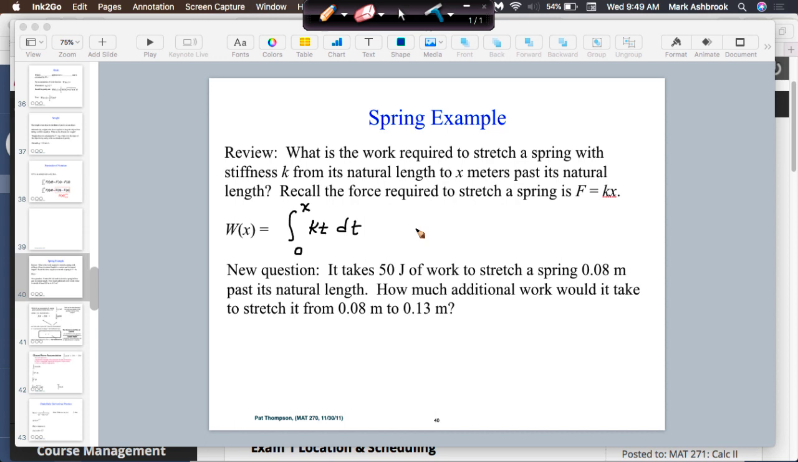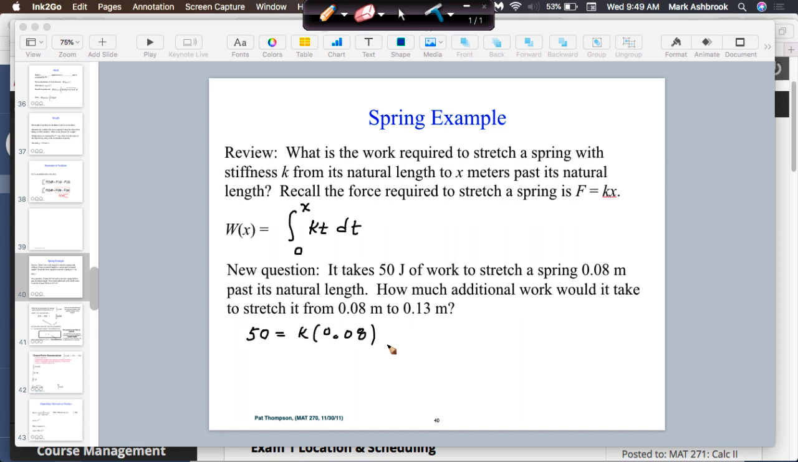Okay? So I introduced a question like this last time. It takes 50 joules of work to stretch a spring to 0.08 meters past its natural length. How much additional work would it take to stretch it from 0.08 to 0.13? So, can I solve for the constant by doing 50 equals k times 0.08 and get the constant? Does that work? Why not?